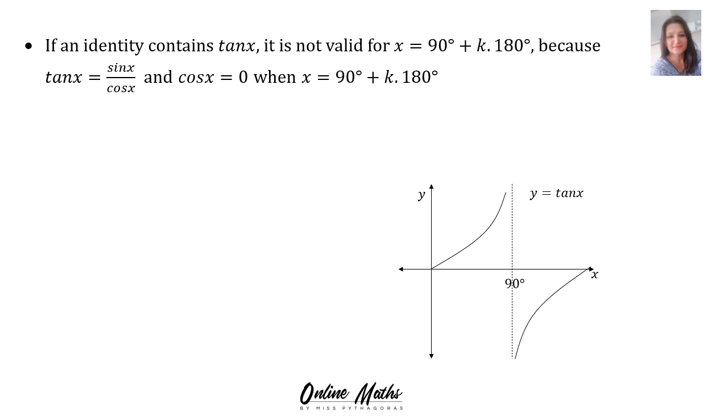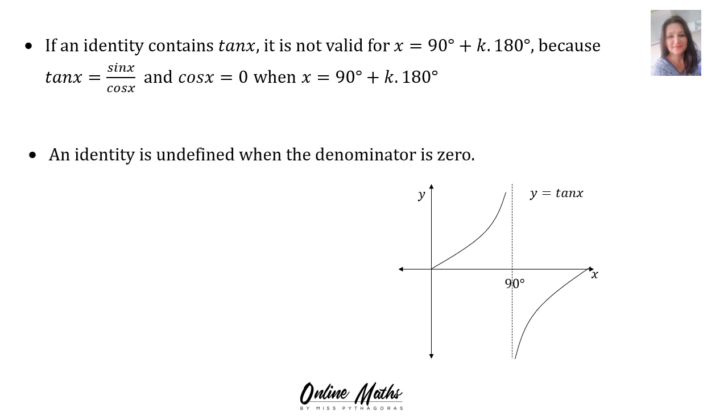If an identity contains a tan x, it is not valid for x is equal to 90 degrees plus k times 180 degrees, because tan x is equal to sin x over cos x. That's the quotient identity. And cos x is equal to 0 when x is equal to 90 degrees plus k times 180 degrees. An identity is undefined when the denominator is 0.